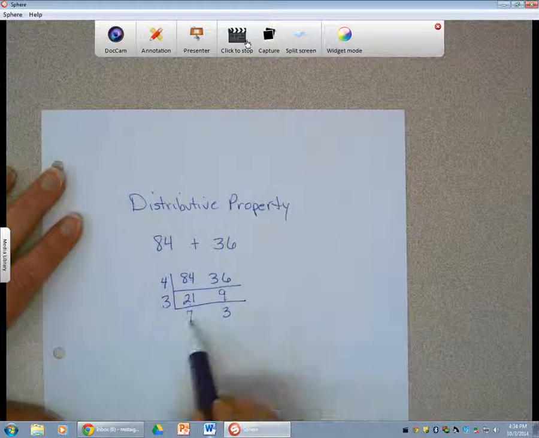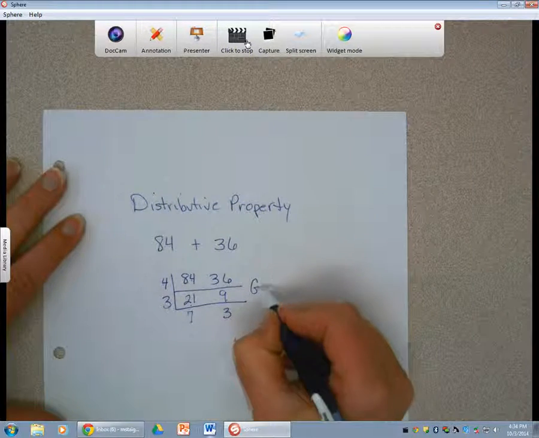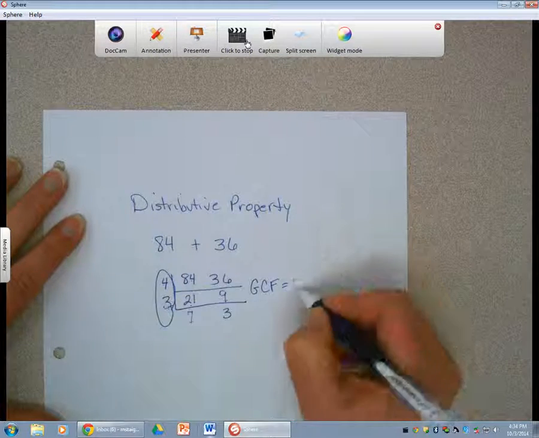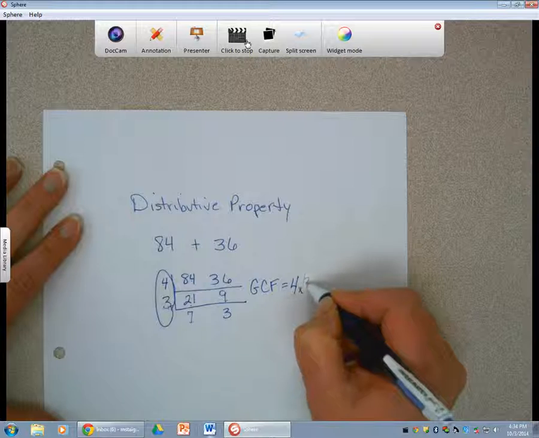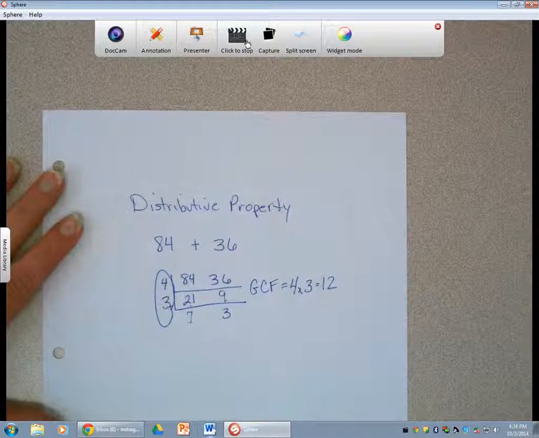I look to see if they have anything else in common. They don't. So I know that my greatest common factor is the product of the numbers on the side. So we're going to do 4 times 3 equals 12. So my greatest common factor is 12.